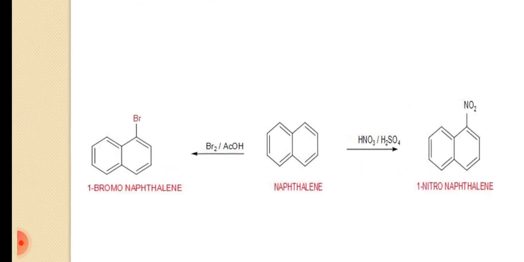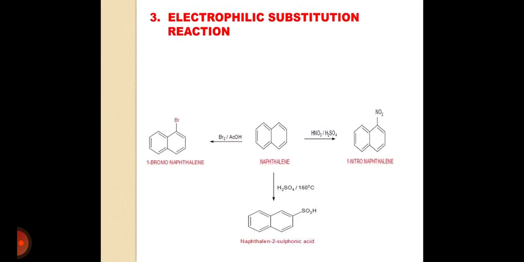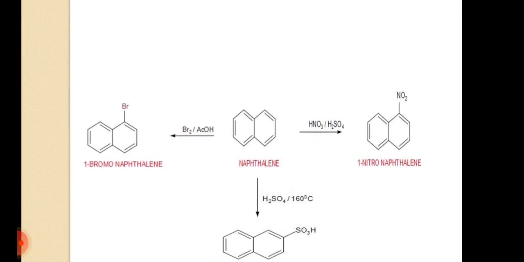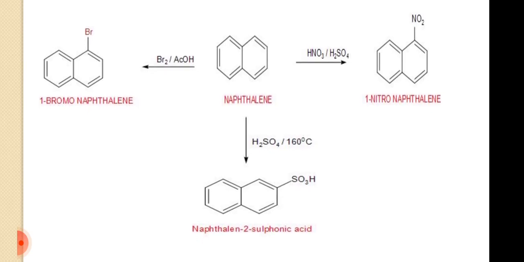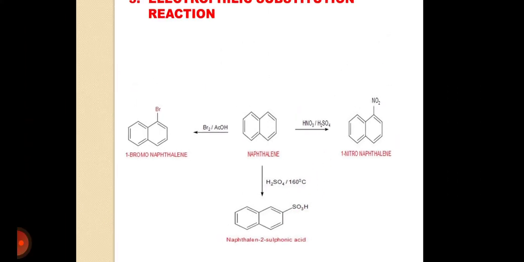When naphthalene is reacted with bromine in presence of acetic acid, 1-bromonaphthalene is obtained. The other reaction of naphthalene is its reaction with sulfuric acid at a temperature like 160 degrees centigrade. At this condition, we obtained naphthalene 2-sulfonic acid. The sulfonyl group gets attached on the second position over the naphthalene ring.